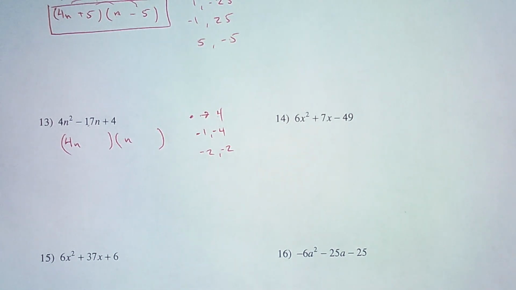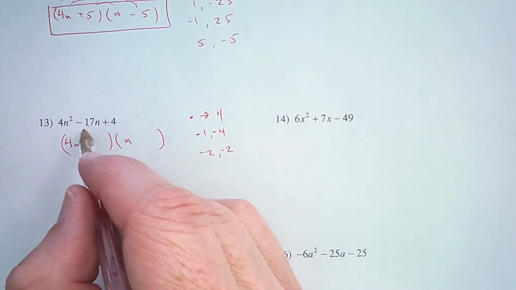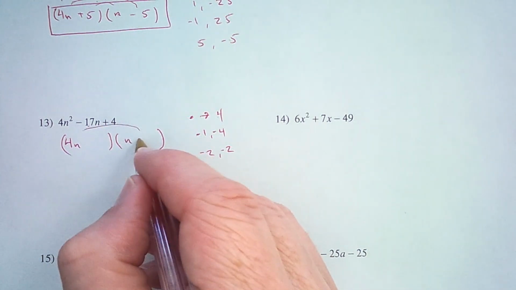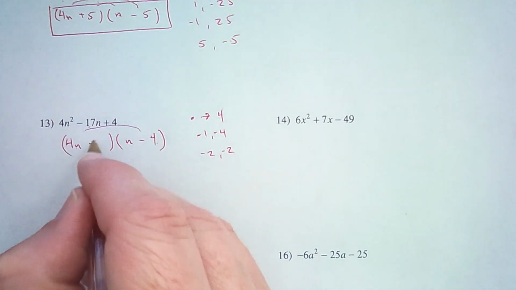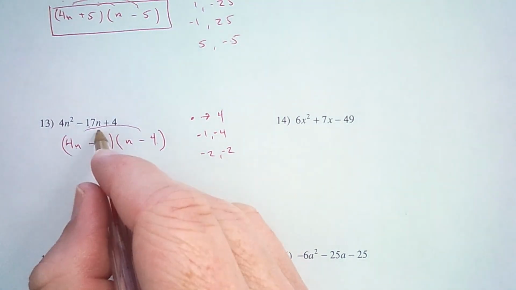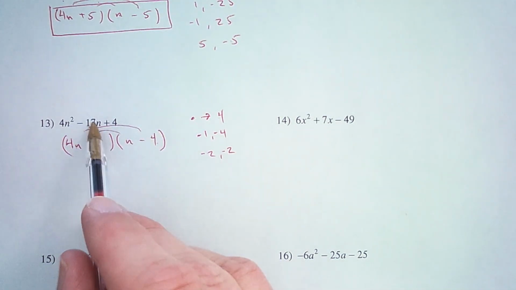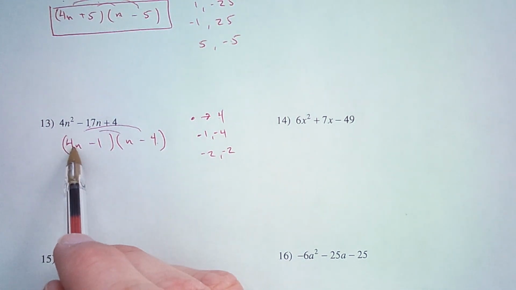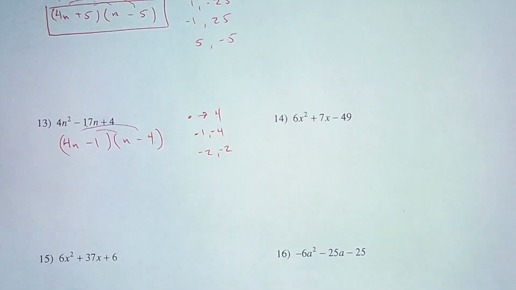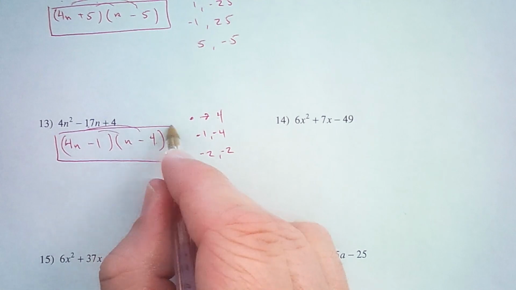Maybe we could have a negative 16 and a negative 1. So if I use the negative 1 and negative 4 for my outside, I could do a negative 4 here and have negative 16. And I could do a negative 1 here, and that gives me negative 1. Negative 16n and negative 1n makes negative 17n. So let's check our first and last. 4n times n is 4n squared. Negative 1 times negative 4 is positive 4.